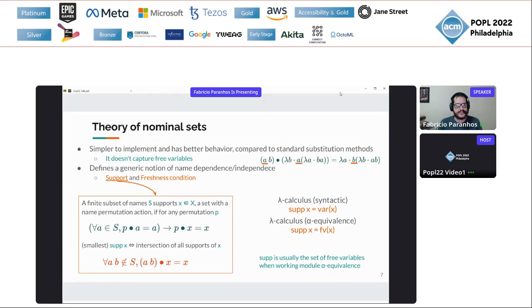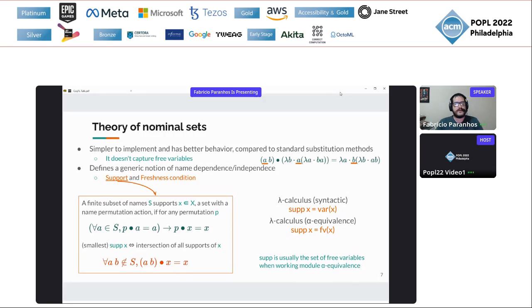We say a support is just a finite subset of names. And we say that it supports an element of a set with a name permutation action if, for any permutation, if this permutation fixes all the names in this subset of names, then the permutation should fix our term. We can find the smallest support, which is basically the intersection of all supports of X. But in this work, we'll use a different but equivalent definition of support, using swap operations defined here.